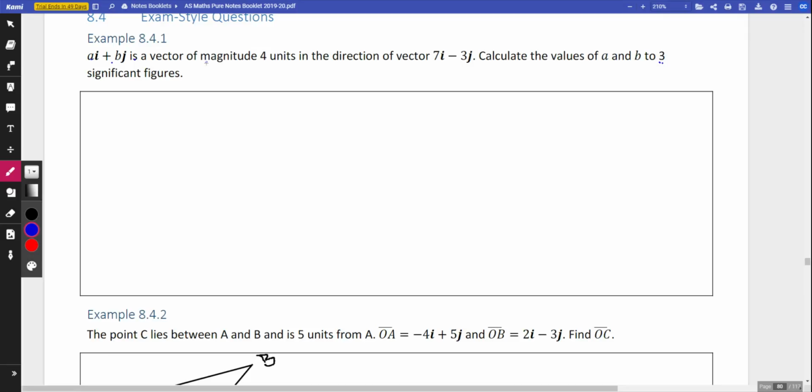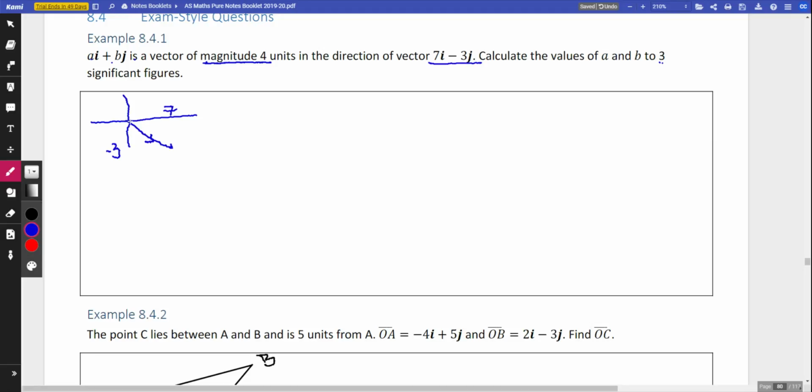when it has magnitude 4 and it is going in the same direction as the vector 7i minus 3j. So if we think about what that means, we've got 7i minus 3j, a vector that looks something like that. So that's 7 across and minus 3 going down. So we know that it's parallel to that. We know that it's going in this direction, and we want it to have length 4.